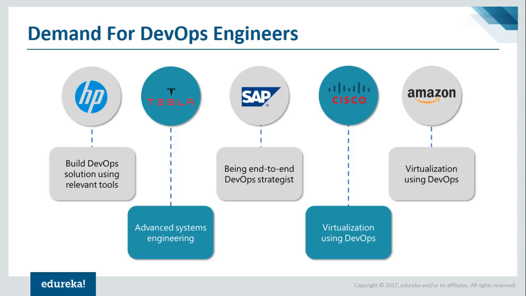Because there is just so much to do with DevOps, and it's an unexplored field. It's still young, and there's so much that you can do as a DevOps strategist. SAP are doing just that, and this shows how important DevOps engineers are to them. Same thing with Cisco and Amazon. They are trying to implement virtualization using DevOps.